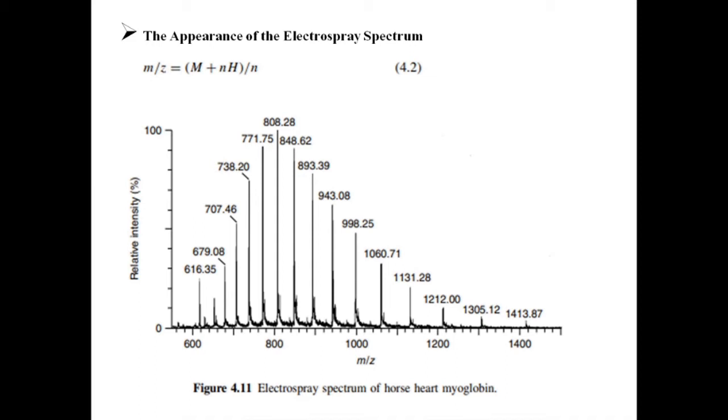As the molecular weight of the analyte increases, particularly if biopolymers such as proteins are involved, the number of sites at which protonation can occur increases, and the spectrum becomes more complex. A typical electrospray spectrum of high molecular weight materials, that of horse heart myoglobin, is shown in figure 4.11. This is the electrospray spectrum of horse heart myoglobin, relative intensity versus mass to charge ratio.